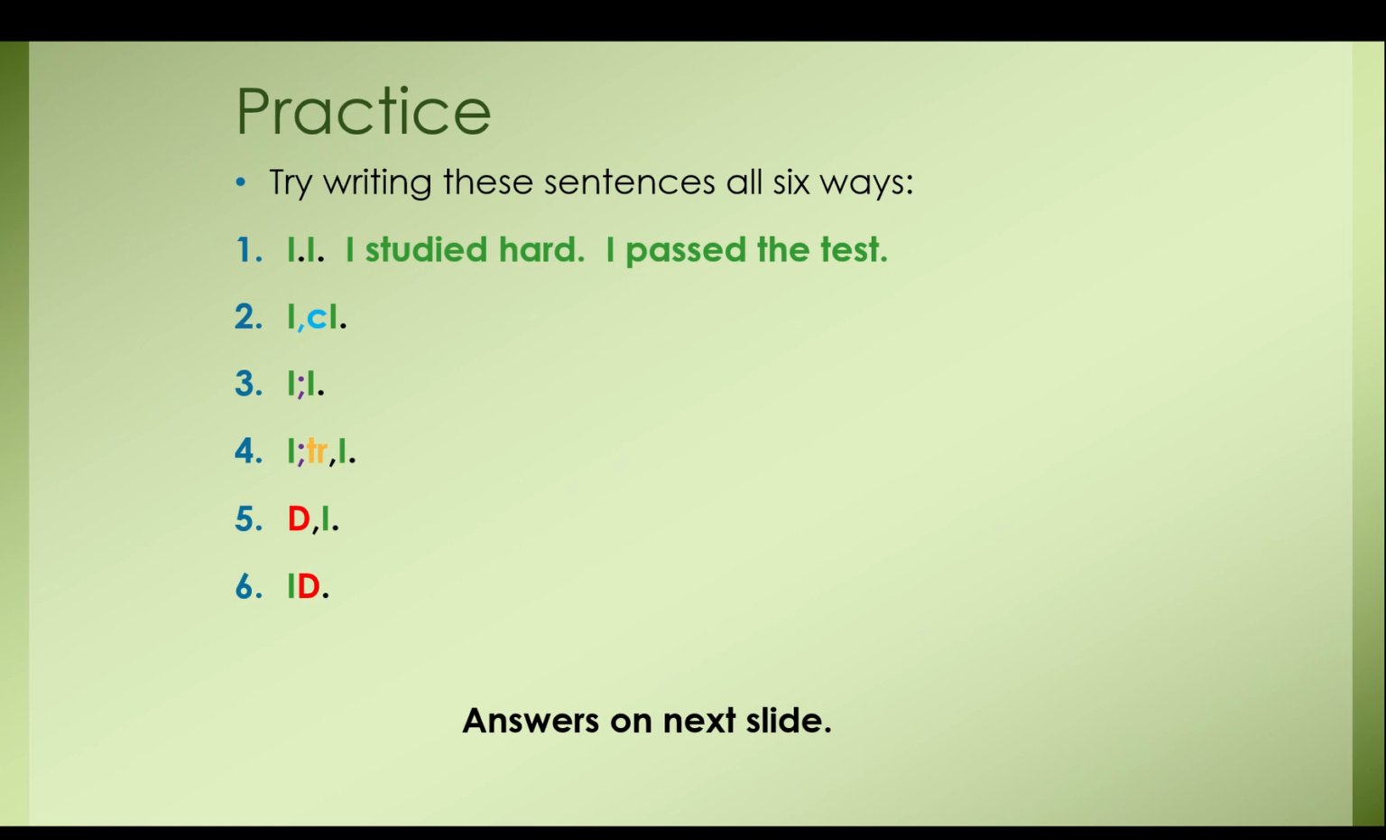Try writing these sentences all 6 ways. Don't come up with your own sentences. Do as little thinking here as possible. Copy my independent clauses. I gave them to you. So for number 2, it's going to be I studied hard, then you put a comma, then you put a coordinating conjunction, and then you copy the other independent clause, I passed the test. Take a second, pause, write those down, see if you can do that, and then resume, and you'll see my answers.